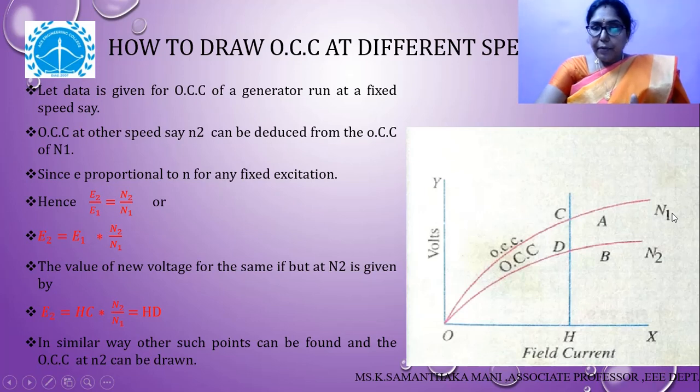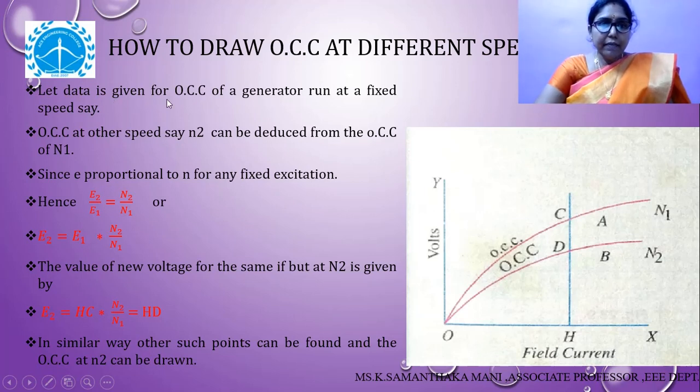So, for one particular fixed speed, the OCC information is given to us. We need to draw the OCC, or obtain the OCC, for the given speed, given another speed. So here N1 is known to us, N2 is known to us. We know the voltage is generated for the first speed. That is why we have drawn the OCC. But at N2, the OCC is not known to us. Then how to draw this OCC at N2? That can be obtained with the relation here.